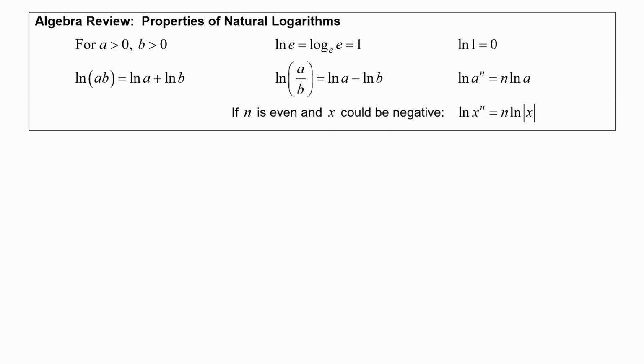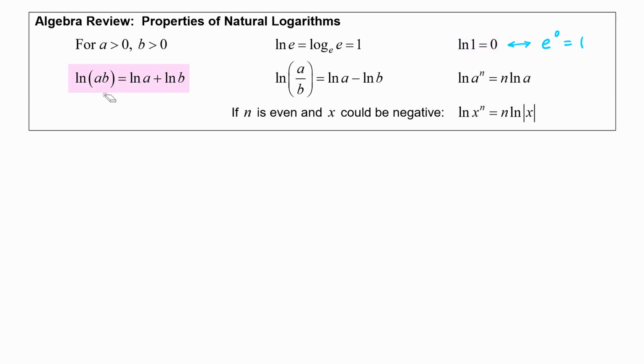Let's do a quick algebra review of the properties of natural logarithms. For a greater than 0 and b greater than 0, we have the following. The natural log of e equals log base e of e is equal to 1. We just looked at that a minute ago. Here, the natural log of 1 is equal to 0. Now, in its exponential form, this would look like e to the 0 equals 1.